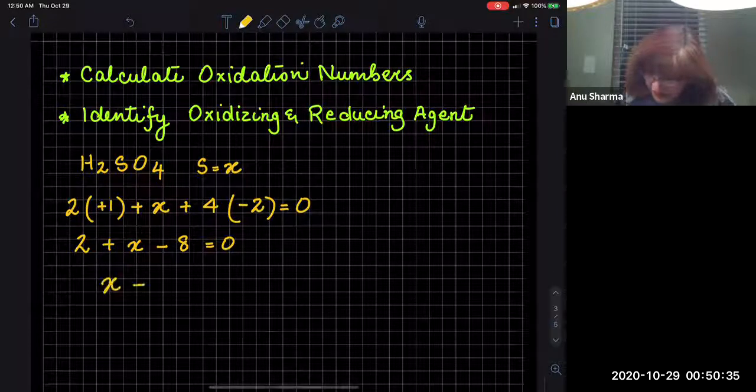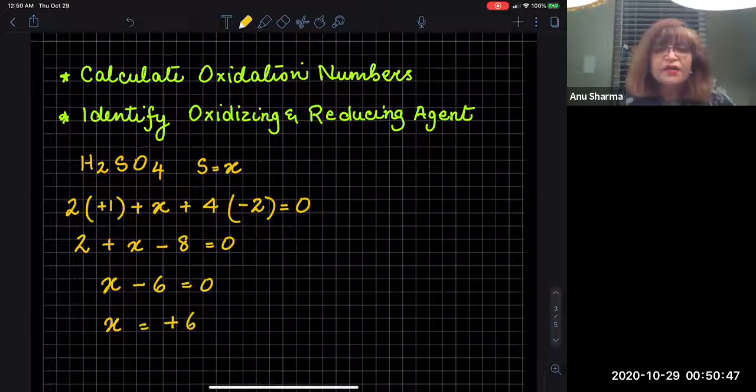X minus 6 is equal to 0. 2 minus 8, 2 minus 8. So this is 6, and then X is equal to +6. So that's the oxidation number of sulfur.